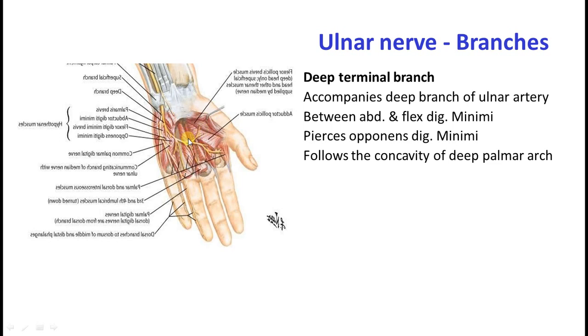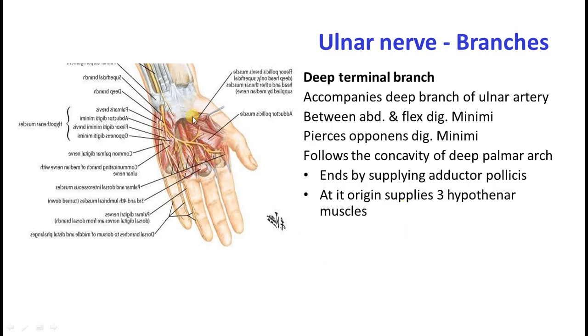So you remember the deep palmar arch, which is formed by the deep branch of the ulnar artery and completed by the deep branch of the radial artery or arteria princeps pollicis or arteria radialis indicis. It is present at a higher level than the superficial palmar arch. So it follows the concavity of the deep palmar arch and finally it ends by supplying the transverse head of adductor pollicis. That is why the transverse head of adductor pollicis is also called the graveyard of the ulnar nerve.